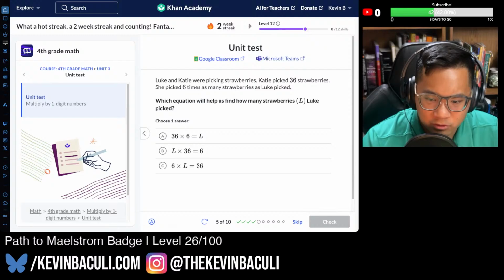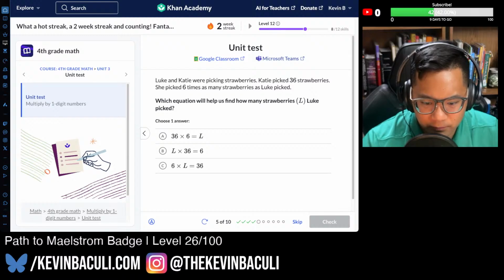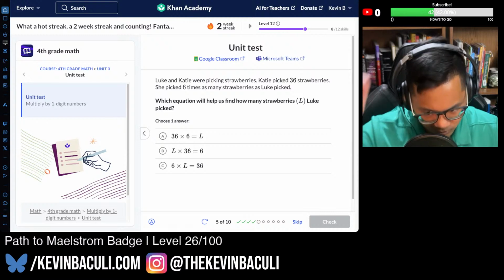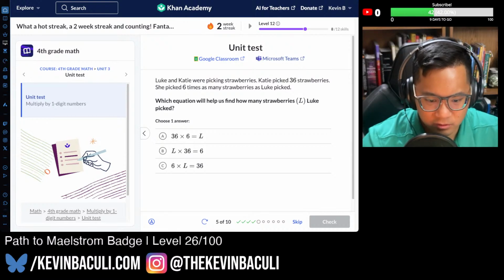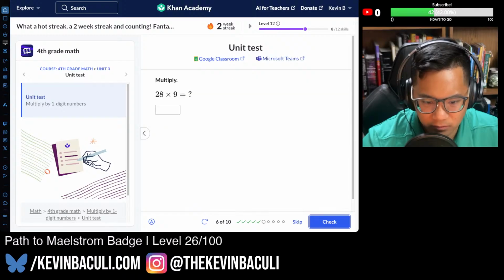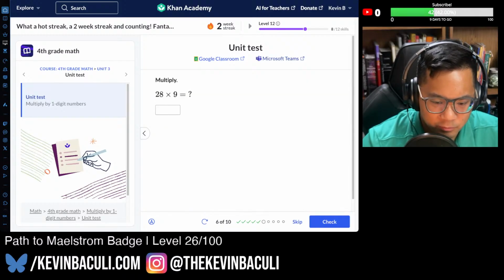Luke and Katie were picking strawberries. Katie picked 36 strawberries. She picked 6 times as many strawberries as Luke picked. So 36 equals, multiply 72 plus 180. 72 plus 180, 252.